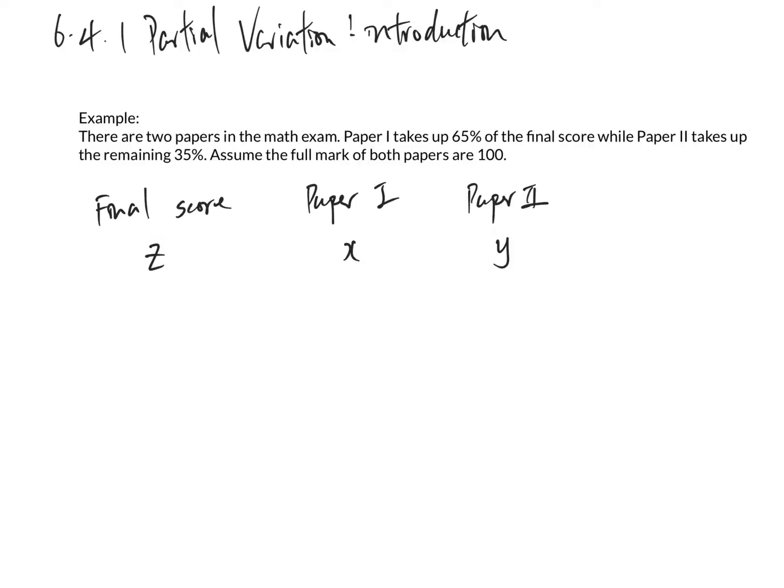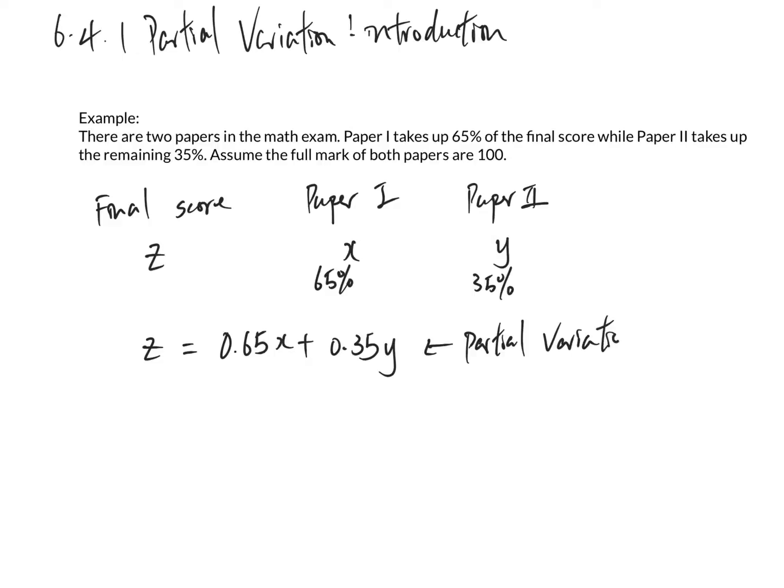be Y. Then, according to the question, we know that paper 1 takes up 65% of the score, and paper 2 takes up 35% of the score. So then we can make up a formula. Z equals 0.65 times X plus 0.35 times Y. This formula is very easy to understand, and actually this is a type of partial variation already.